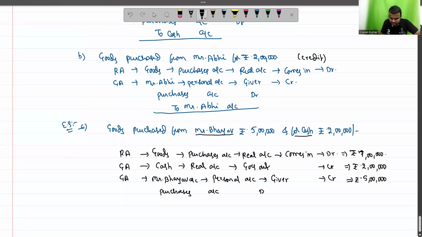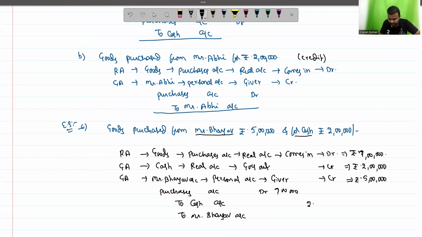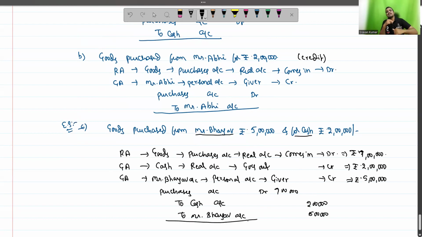So what is the journal entry? Purchases account debited to cash account, to Mr. Bhargav account. How much amount? 7 lakh, 2 lakh and 5 lakhs. This is the entry for that one. So goods purchased on credit basis, we write the entry what? Purchases account debited to creditor account. If the goods are purchased for cash, we write the entry what? Purchases account debited to cash account. Okay.